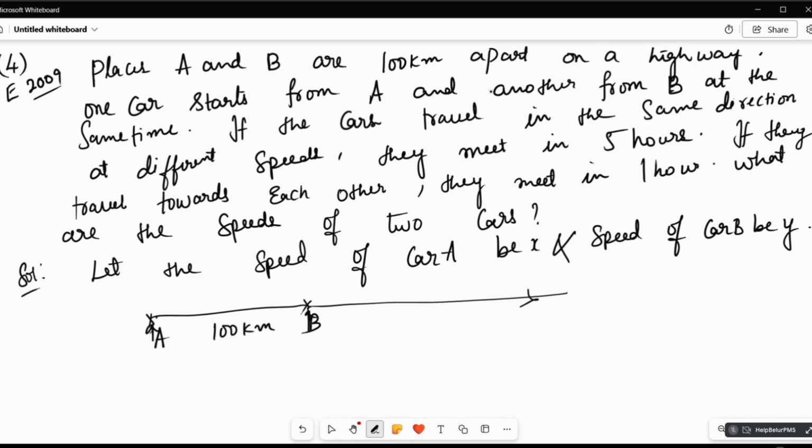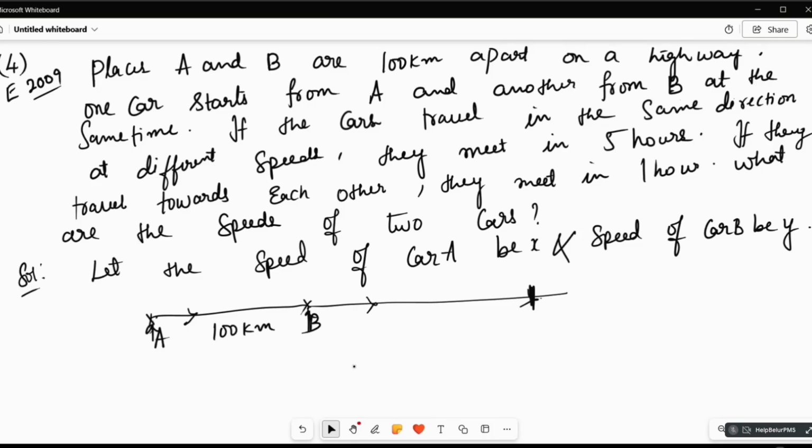If the cars travel in the same direction at different speeds, they meet in 5 hours. So car A is moving in this direction and car B is also moving in this direction. So they meet at some point here. Now after 5 hours, they meet at that point. So what is the speed of car A and car B?